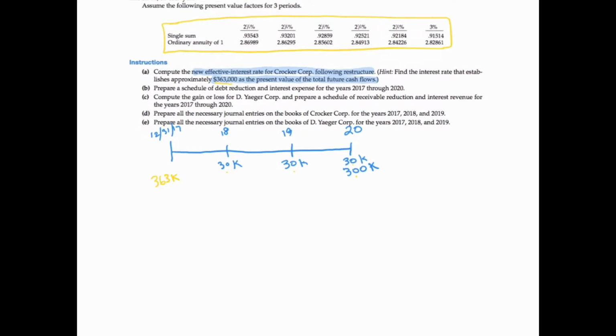One way to do this is to start with 2.5%. If we start at 2.5%, the factor for the principal piece, P sub 1, because there's one payment out there, where i is equal to 2.5 and n is equal to 3, is 0.92859. Times 300,000, that's going to be equal to 278,577.